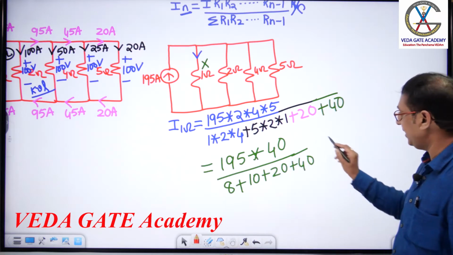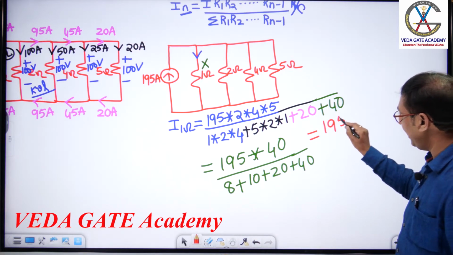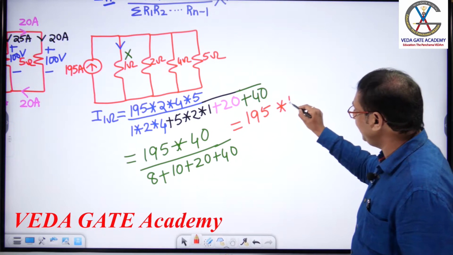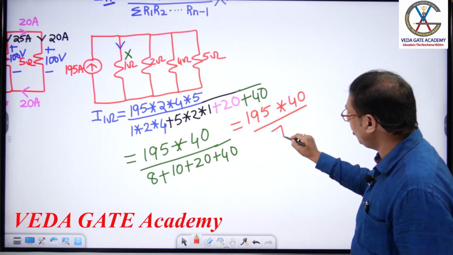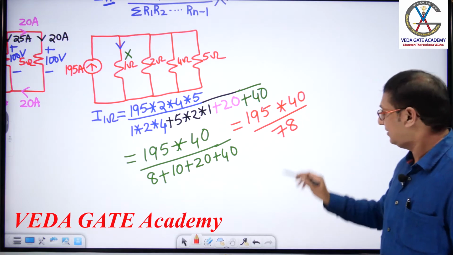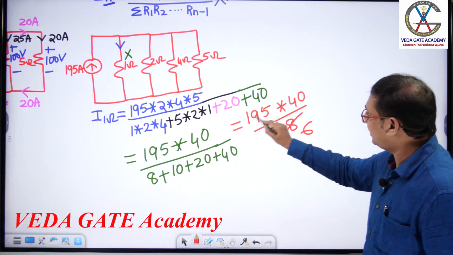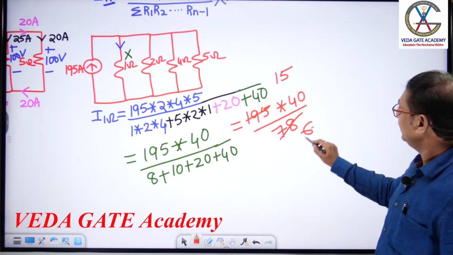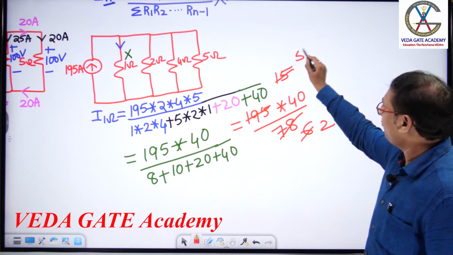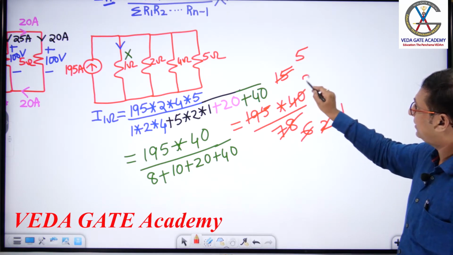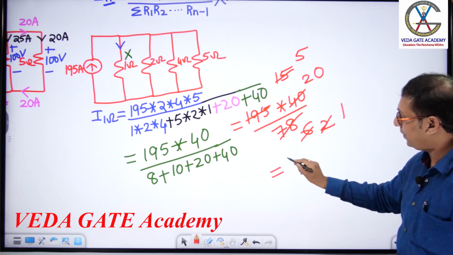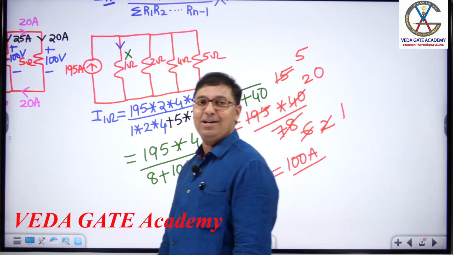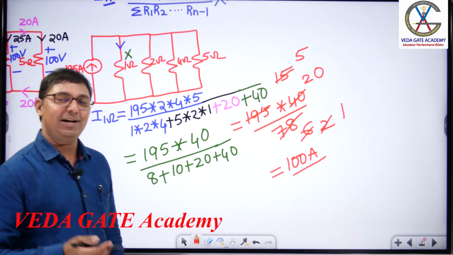What is this value finally? 195 into 40 divided by denominator 78. 13 sixes are 78, 13 fifteens are 195. Next, 3 twos are 6, 3 fives are 15, 2 ones are 2, 2 twenties are 40, 5 into 20. What is the value? 100 amperes. Did we get the same value or not? We got 100 amps.